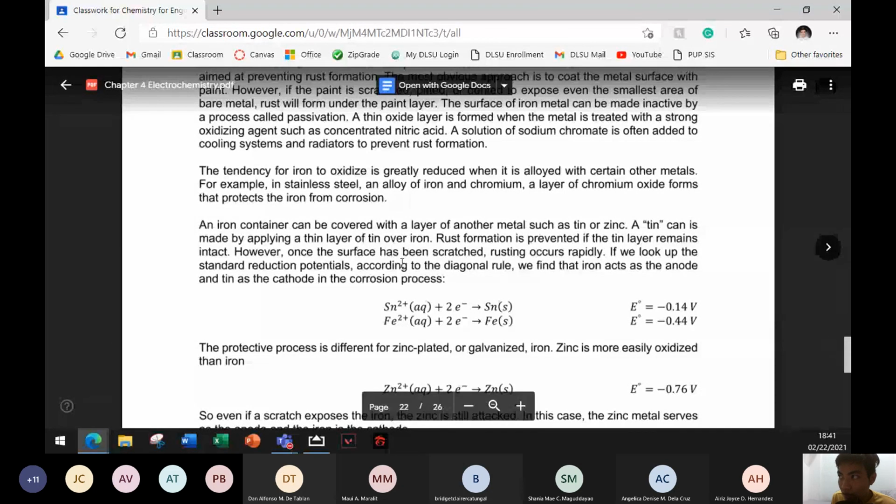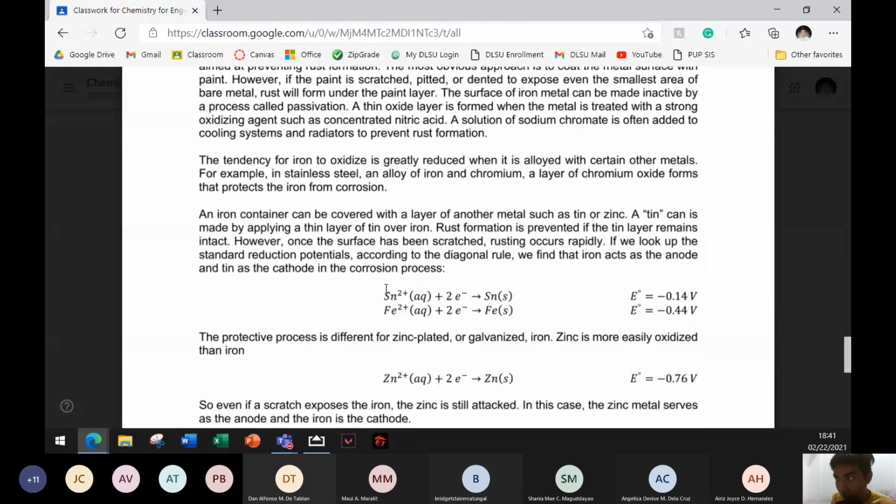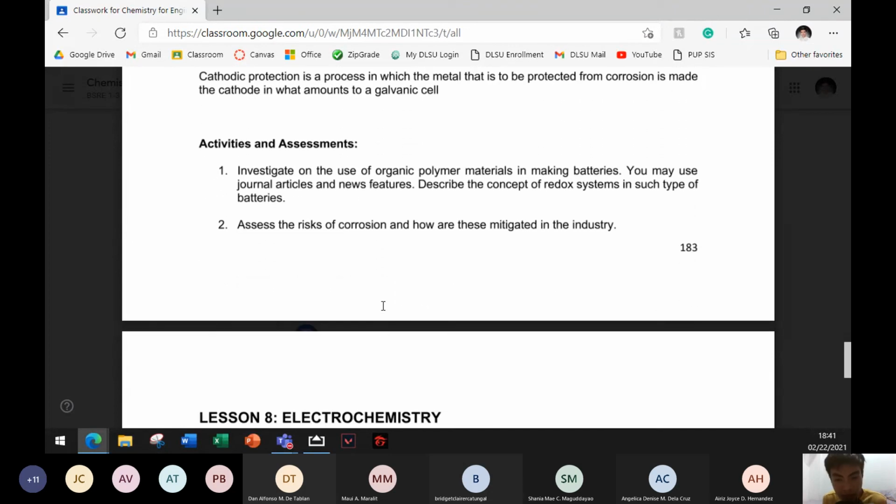Okay. So, mga nilalagay dyan ay tin and zinc. So, yung tin, yun yung mga nasa tin can, obvious naman, tin can. And yung zinc, ito yung sa mga galvanized metals natin. Okay? So, that would be all.